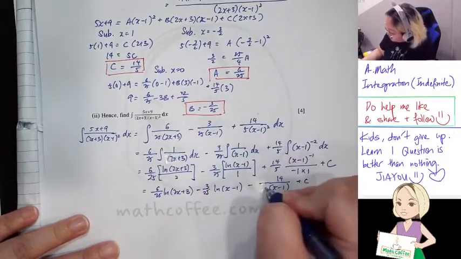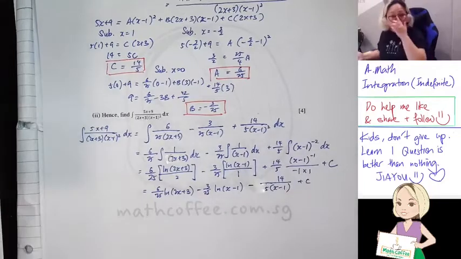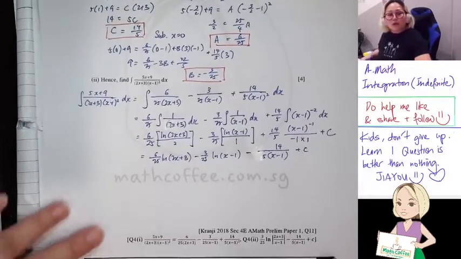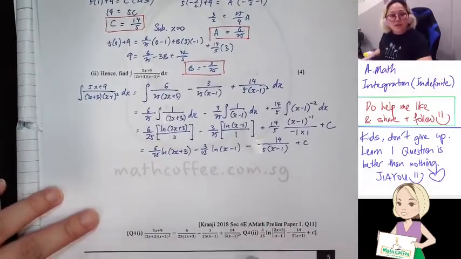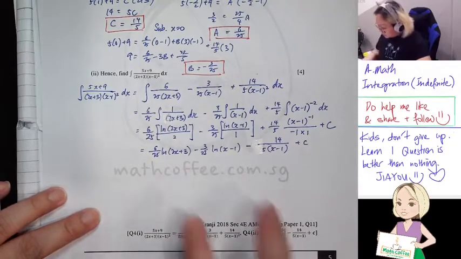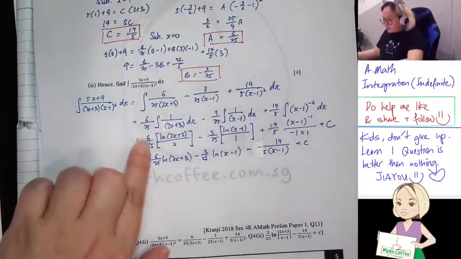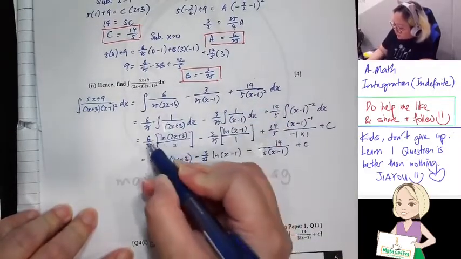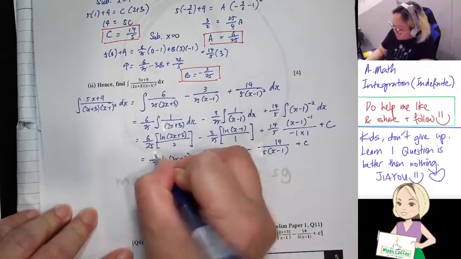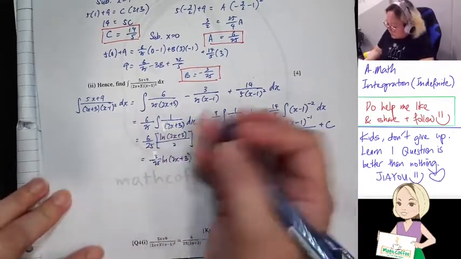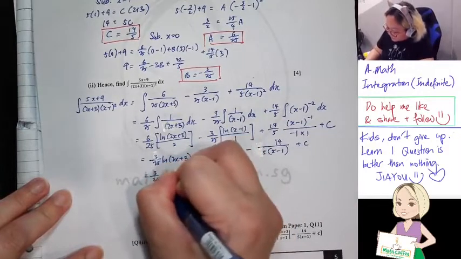Wait, 5. Right? And we are done. Okay? So just take note that for the answer sheet, what they did was... oh, I forgot one thing. Just now the 6 over 2, this one should be 3, because 6 and 2 cancel. So you can see that both of them have 3 over 25. So we will take out 3 over 25.